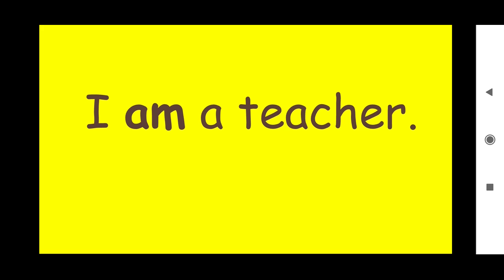In the second sentence, which is the verb? The verb is am. There's basically just the verb to be, but we say I am, you are, he is, etc. So, I am a teacher.